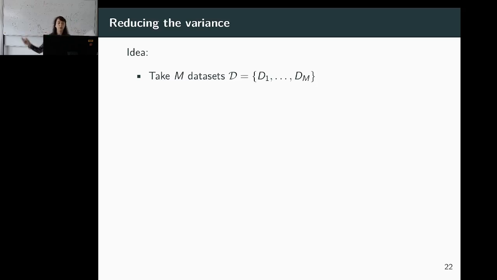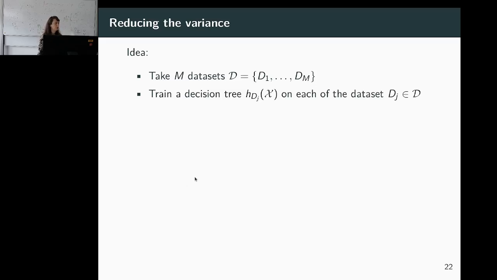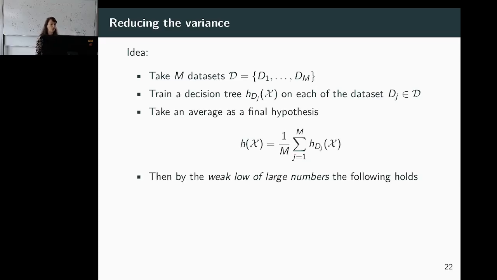And then we will train on each of them, and then we will have a lot of different classifiers, and then we will average them out. So we will take m data sets, train a decision tree on each data set, and then we will have, I don't know, m classifiers, and for each new example, we will apply all our classifiers on this.